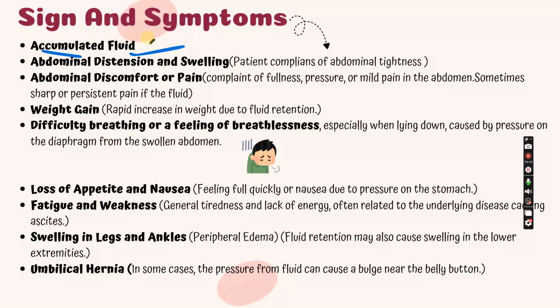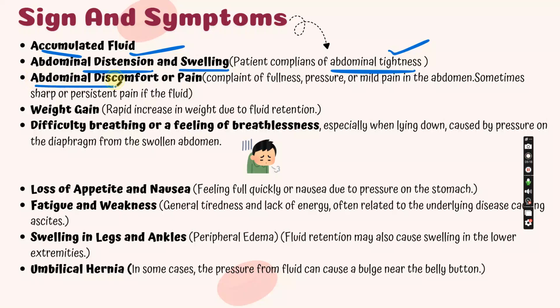First is accumulated fluid, then abdominal distension. What is distension? Whenever any organ gets stretched out, it's known as distension. You can observe it in the bladder. If the bladder gets fully filled up with urine, it leads to bladder distension and so on. So here abdominal distension would be seen. There will be obvious swelling. The patient complains of abdominal tightness. These are the common complaints by the patient: abdominal tightness.